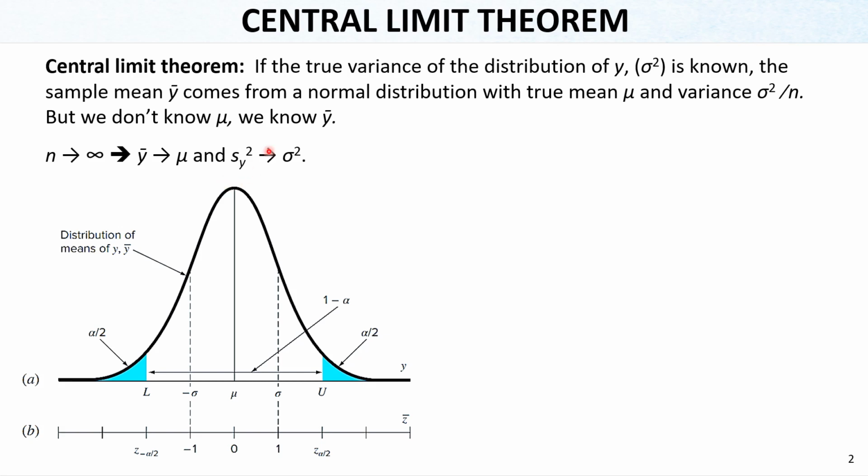Similarly, for the standard deviation or variance, this is the variance for a certain limited number of samples. This is the true variance for infinite or enough samples. And this central limit theorem says the sample mean actually comes from a normal distribution with true mean and true variance. That's the basic idea. And you know that this bell shape is the normal distribution.